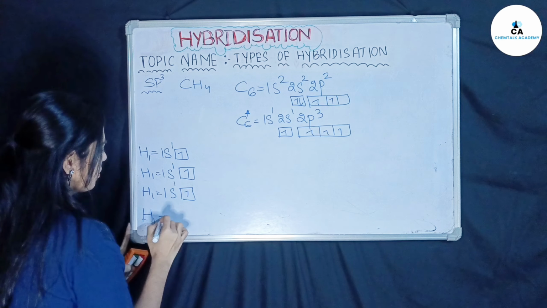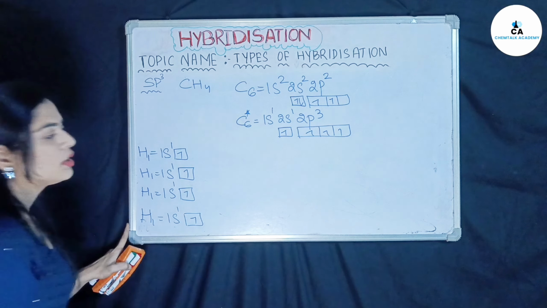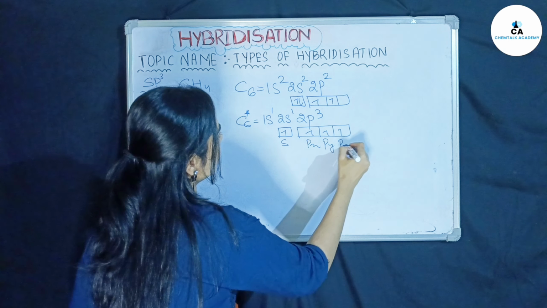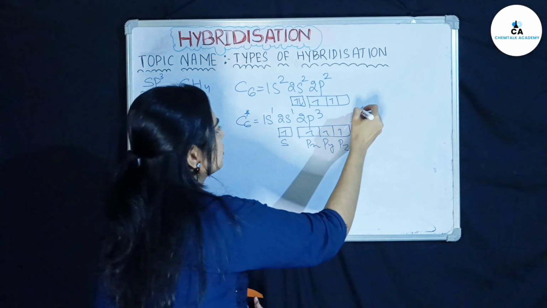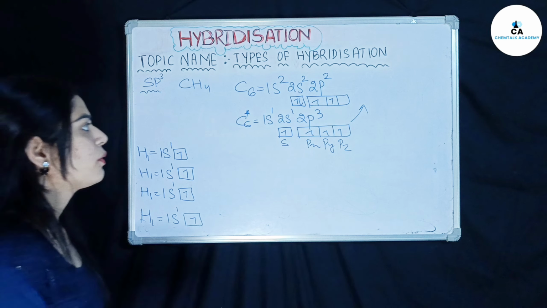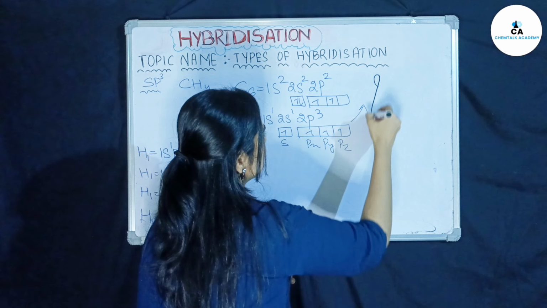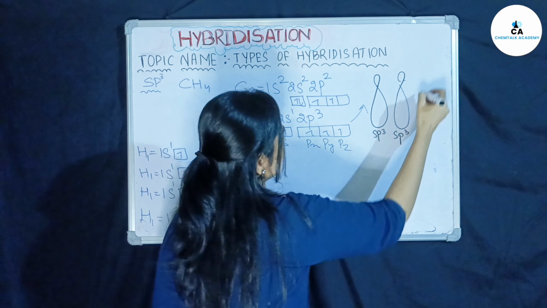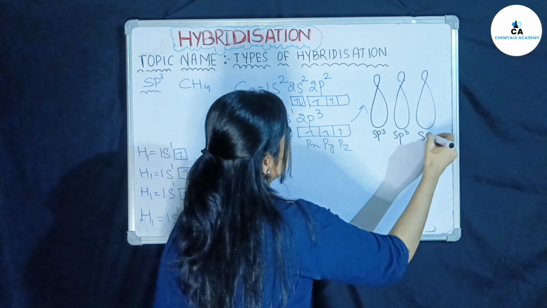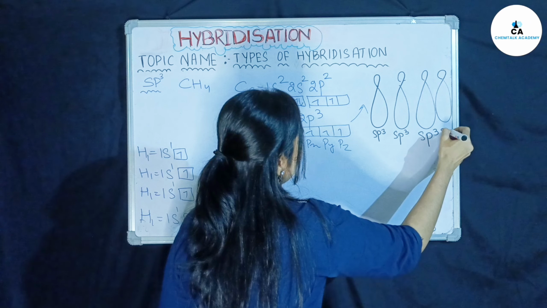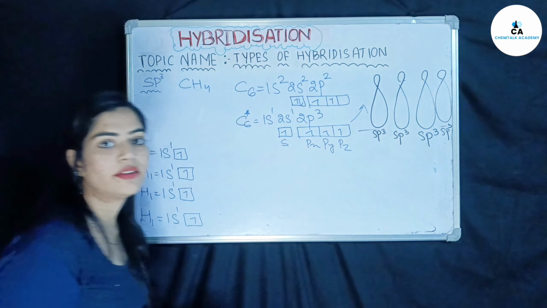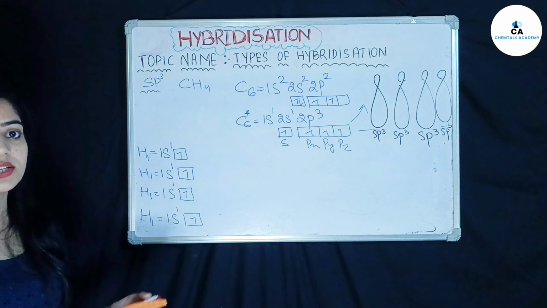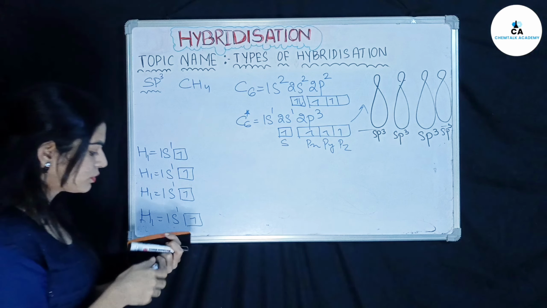So as I discussed, the overlapping will be different. Which orbitals of carbon intermix? The s orbital and 3 p orbitals of carbon atom intermix in order to give how many hybrid orbitals? 4 hybrid orbitals. What are those? sp3, sp3, sp3 and sp3. All the 4 have equal energy, equal shape and equal size. As I told, these four hybrid orbitals exist together in which structure? Tetrahedral.